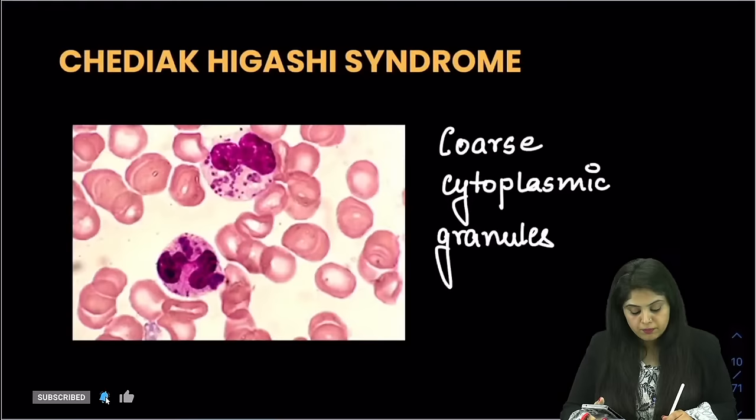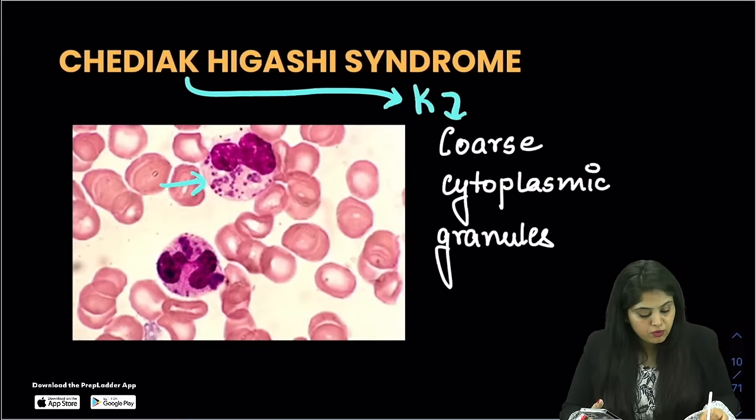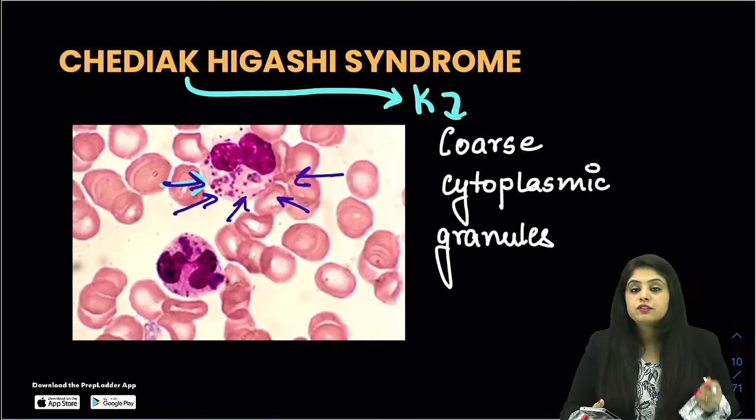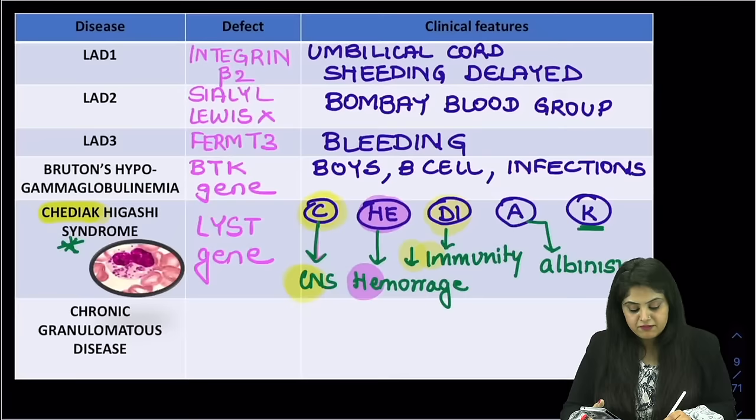I'm going to show you a picture. K, we are going to change a little. It is going to show you the coarse granules. Can you all see these broad, thick granules that are present in the cytoplasm? Yes, having said that, the Chediak mnemonic is going to be your take-home message from the word Chediak. And why are so many things getting affected? Because there's a lysosomal issue over here.